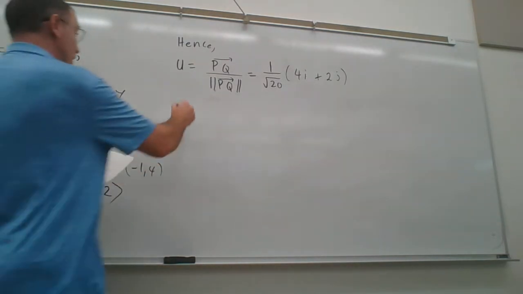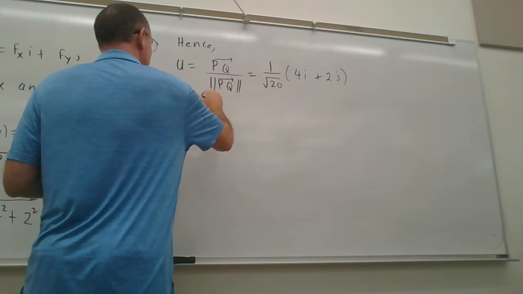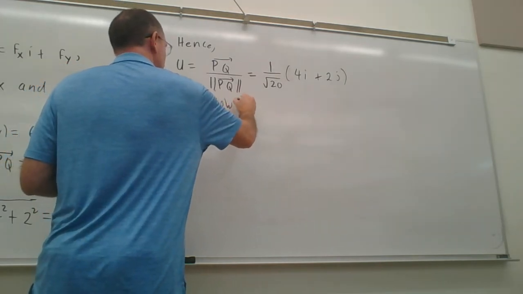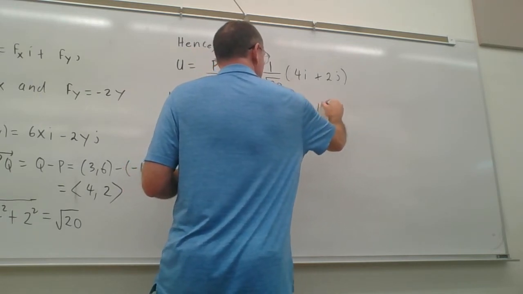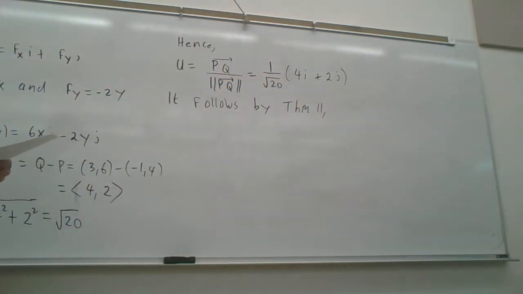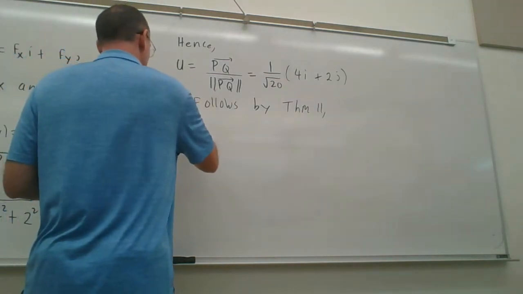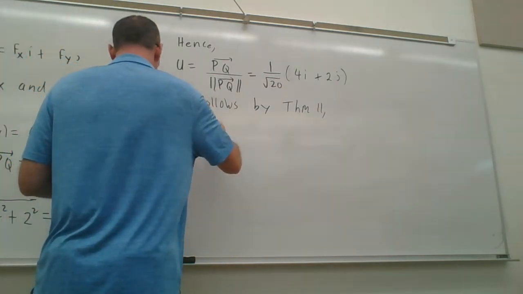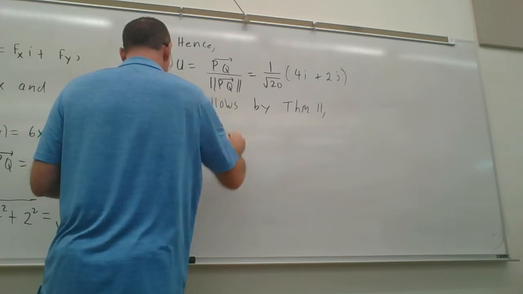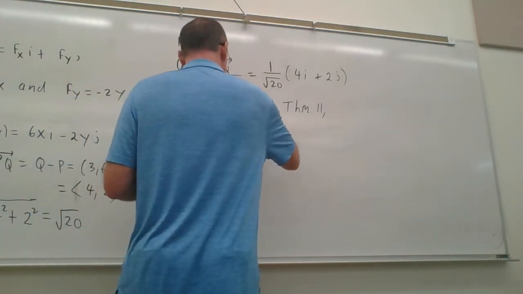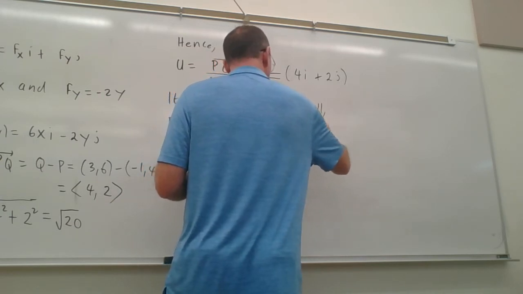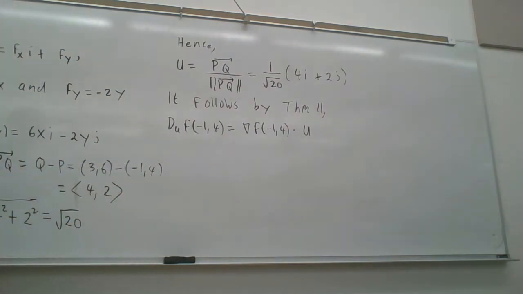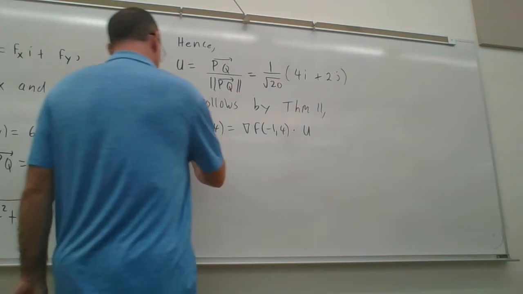So it follows, we're going to use now theorem 11. By theorem 11, which we proved in the last video, we know the directional derivative at a point, which is -1, 4, is going to be the gradient at -1, 4 dotted with our u. Okay. Note.